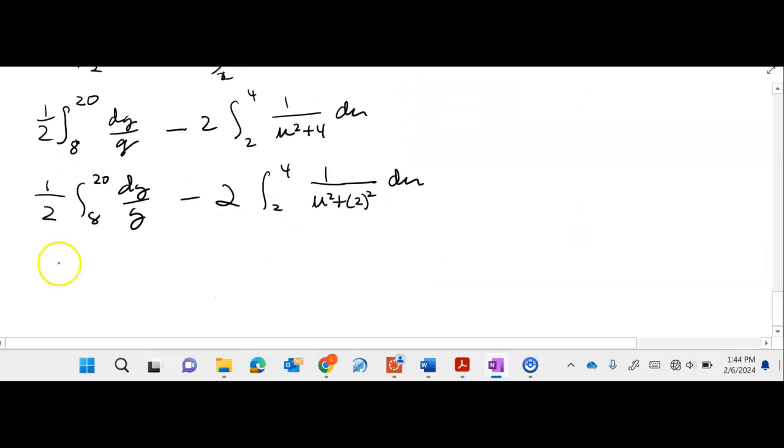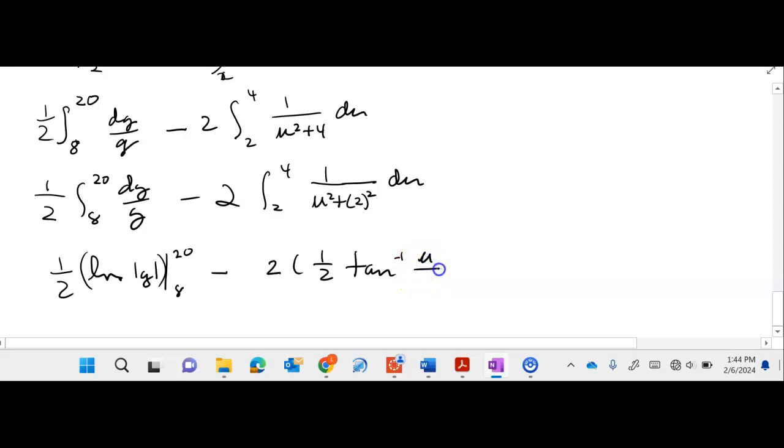Okay. So this one is just going to be 1/2 ln of g from 8 to 20 minus 2 times 1/2 tan inverse u over 2, and that one's going to go from 2 to 4.